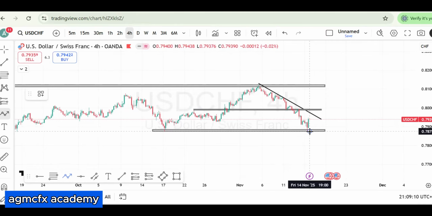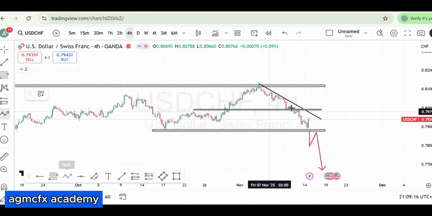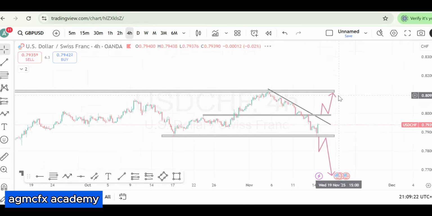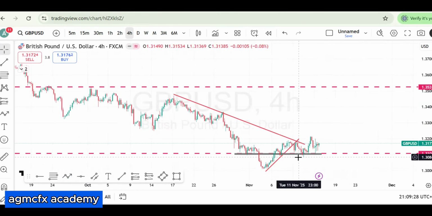And remember that the forex market requires patience. So you need to wait for the market to play out before you can take any decision. So let's go to the next chart.